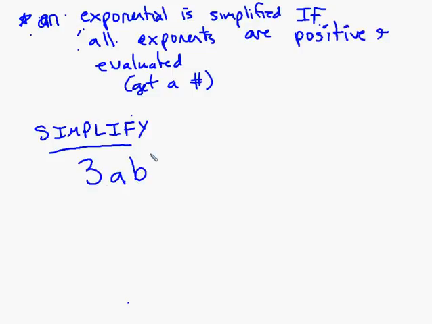3ab to the 0. Alright, well, what's the exponent on this 3? Well, if it's not written, it's a 1. So we have a 1 there, and on the a, 1. So the 0 is on what letter? B. And anything to the 0 power is? 1. So I have 3 times a times 1. Well, anything times 1 is that thing, so 3a is my final answer. I don't solve for a, I've simplified it.